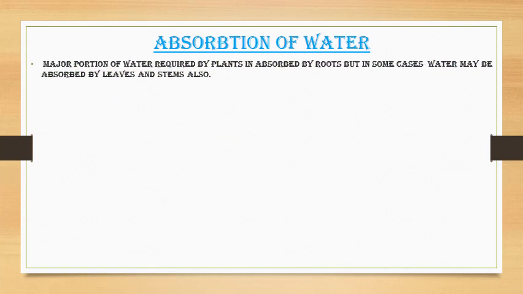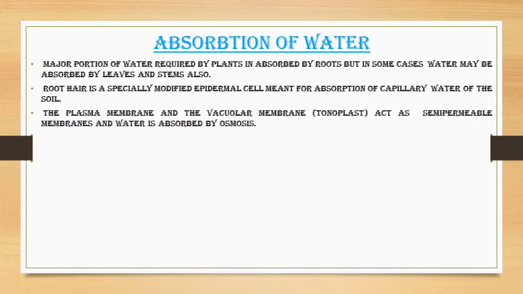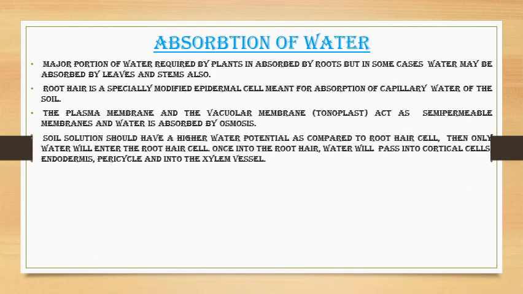Absorption of water. The major portion of water required by plants is absorbed by roots, but in some cases water may be absorbed by leaves and stems also. Root hair is a specially modified epidermal cell meant for absorption of capillary water of the soil. The plasma membrane and the vacuolar membrane, the tonoplast, act as a semi-permeable membrane and water is absorbed by osmosis. Soil solution should have a higher water potential as compared to the root hair cell. Then only will water enter the root hair cell.